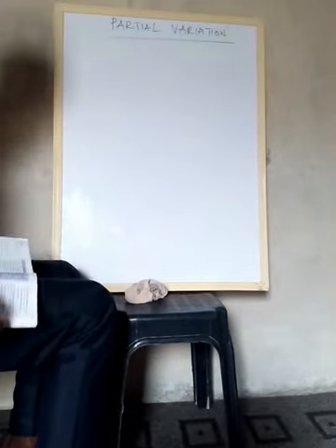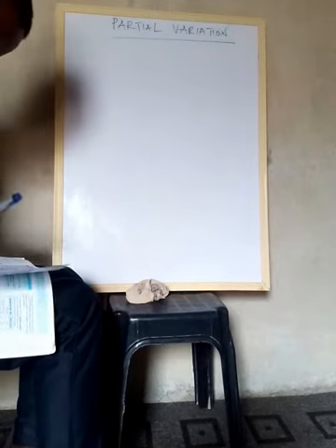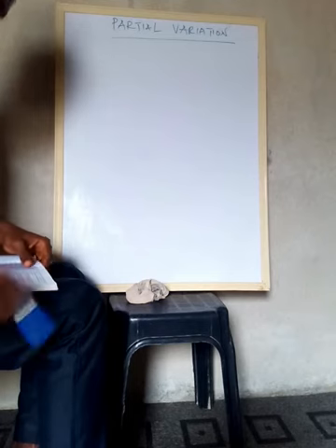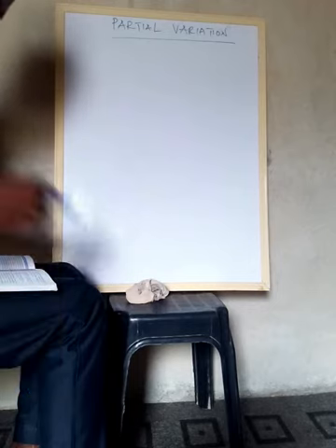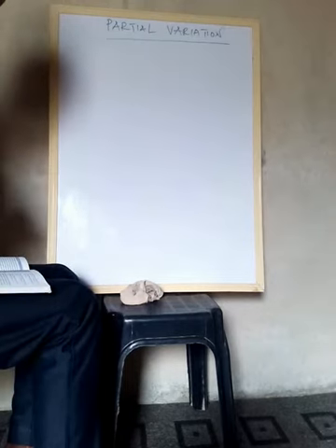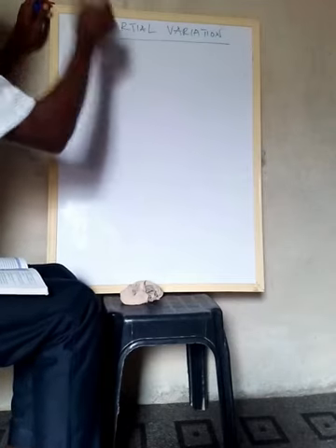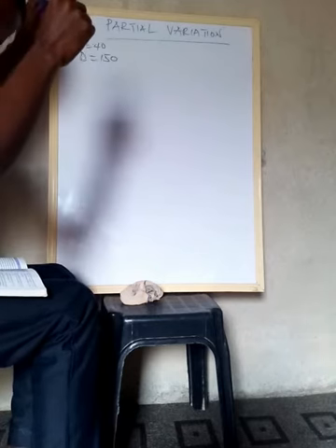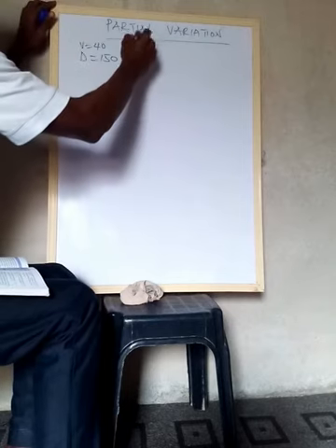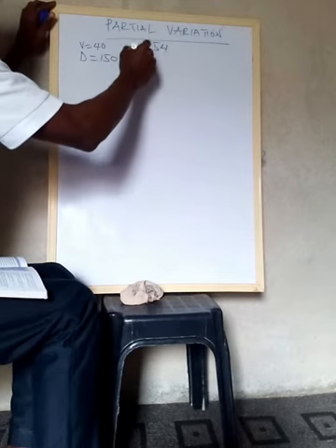So the first question we are going to do, the questions are already on the platform. D is partly constant and partly varies with V. When V is equal to 40, D is equal to 150. And then again, V is equal to 54, and then D is equal to 192.